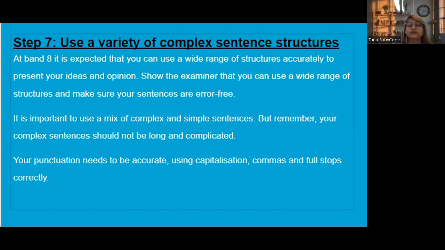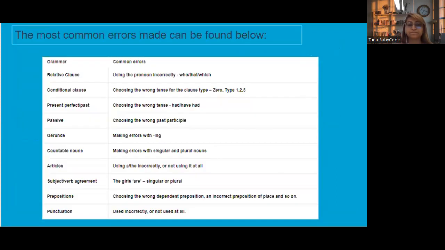It is also important that you mix complex as well as simple sentences, but make sure that your complex sentences are not long and not complicated. Your punctuation needs to be correct. You need to have capitalization, commas, and full stops correct. The most common errors made can be found below.